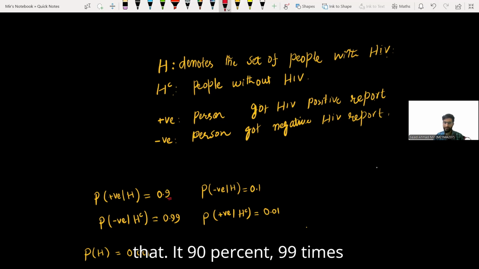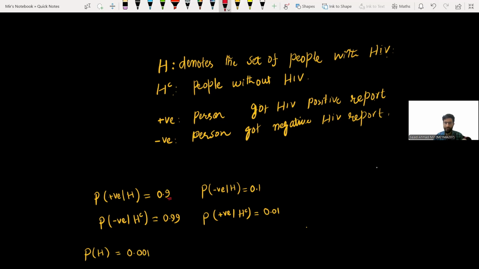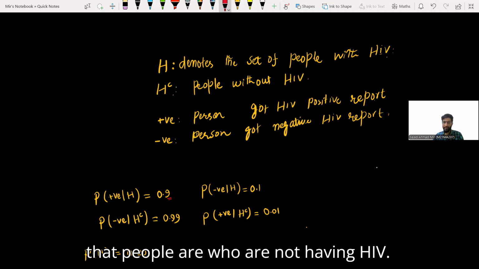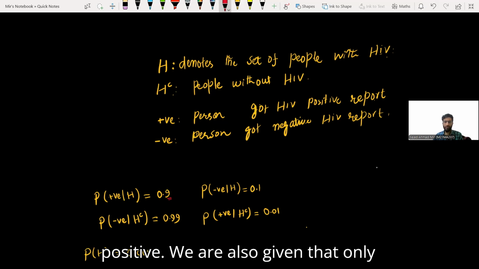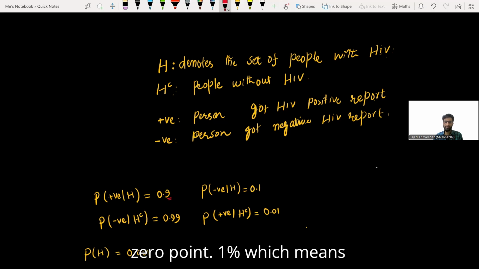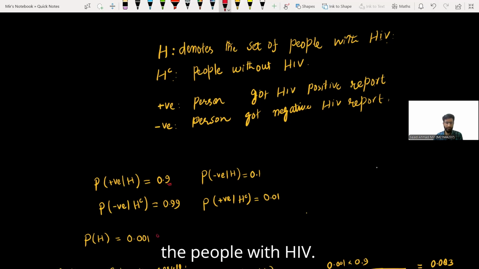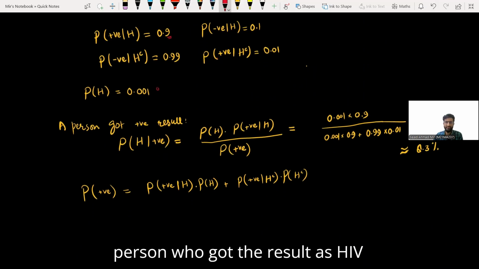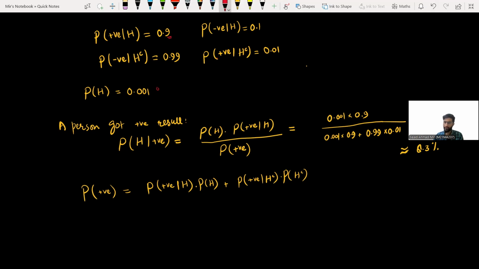It's also saying that 99 times out of 100 the test detects that people without HIV are actually without HIV. And sometimes it makes mistakes, with 1% of people who do not have HIV being given a test report of HIV positive. We are also given that only 0.1%, which means 0.001 probability of H, is for the people with HIV. Now, our goal is to find, for the person who got the result as HIV positive, how likely it is that he actually has HIV.